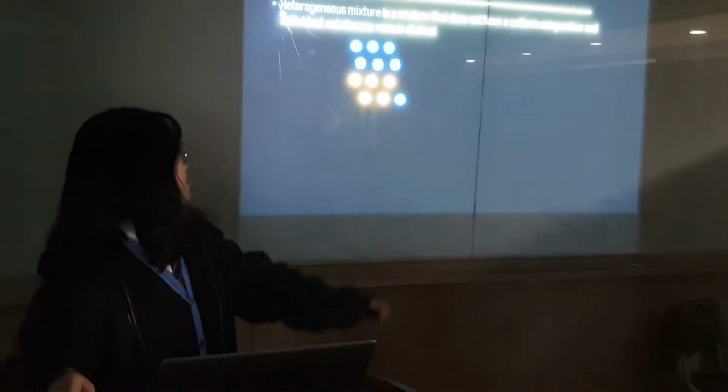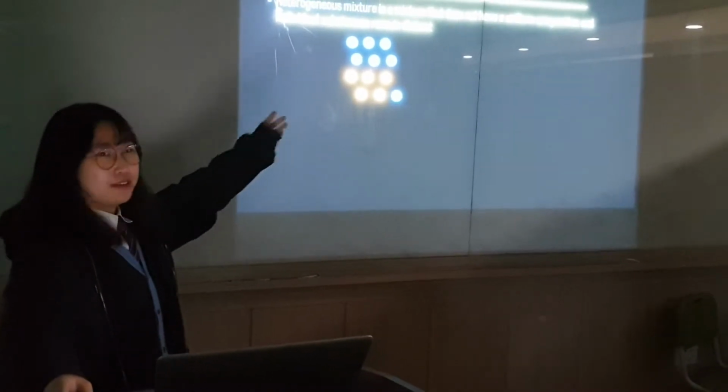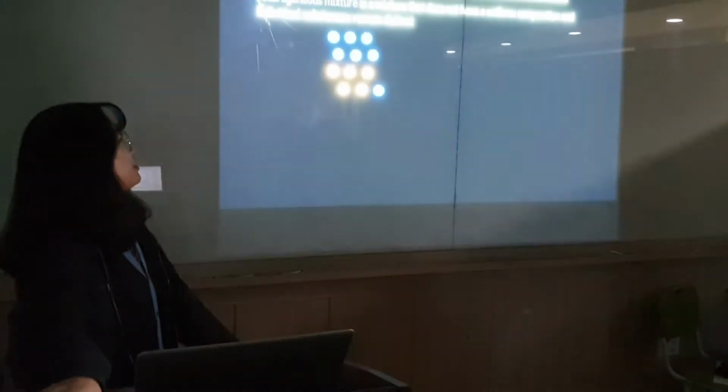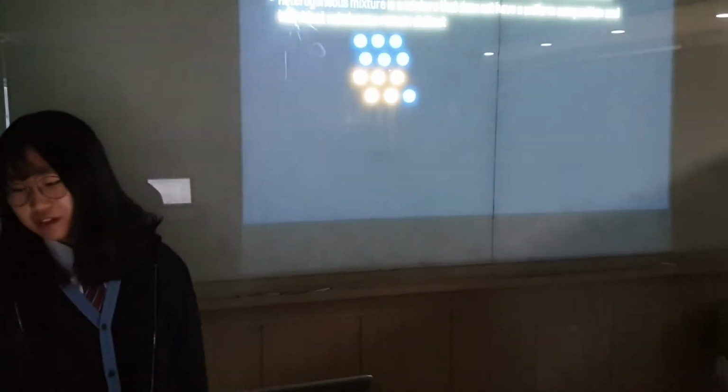As you can see in the diagram, the circles are in a random organization and do not have any uniform composition, which makes it a heterogeneous mixture.